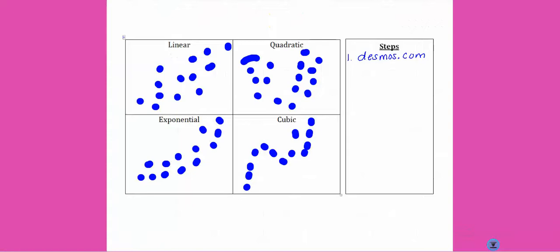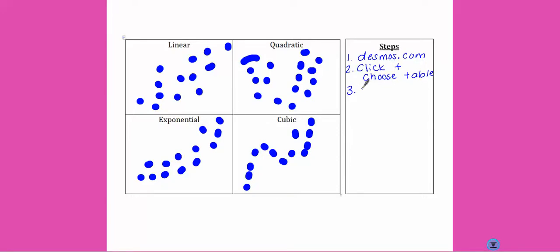So in our steps, we're going to click the plus sign and choose table. And we're going to put our data in that table, and then the dots will automatically show up on the graph, which I'll show you in just a minute with our example.